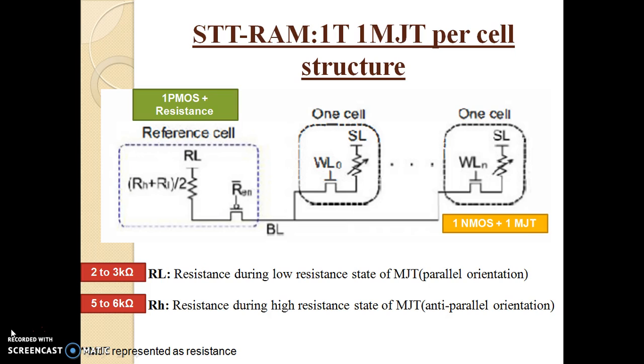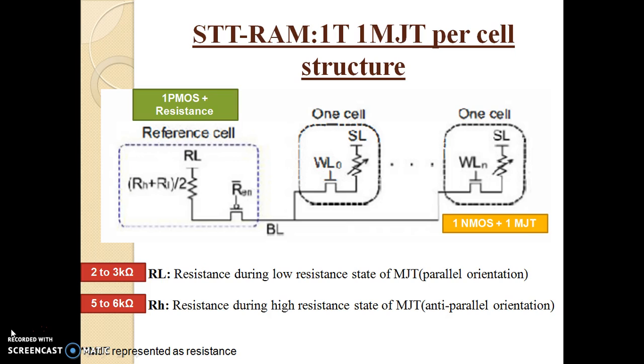with the resistance of (RH plus RL) by 2, where RH refers to the high resistance that is achieved when the orientation of the MTJ is antiparallel. RL, on the other hand, corresponds to the value of the resistance when the two ferromagnetic layers' spin directions are parallel. The NMOS transistor in each cell should be sized according to the STT write current threshold.